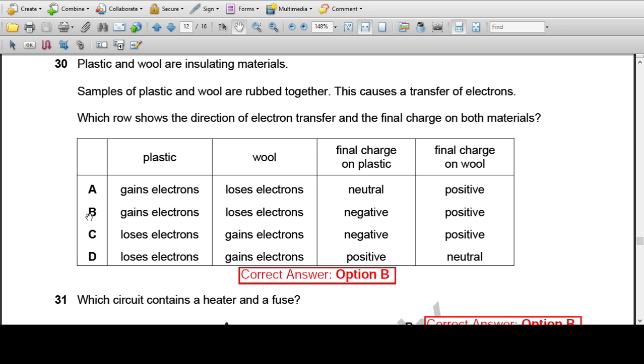So option B is correct, while in the other options, one gains electrons but is neutral, so this is not correct. Similarly, losing electrons and becoming positive is also incorrect. So option B is the correct one.